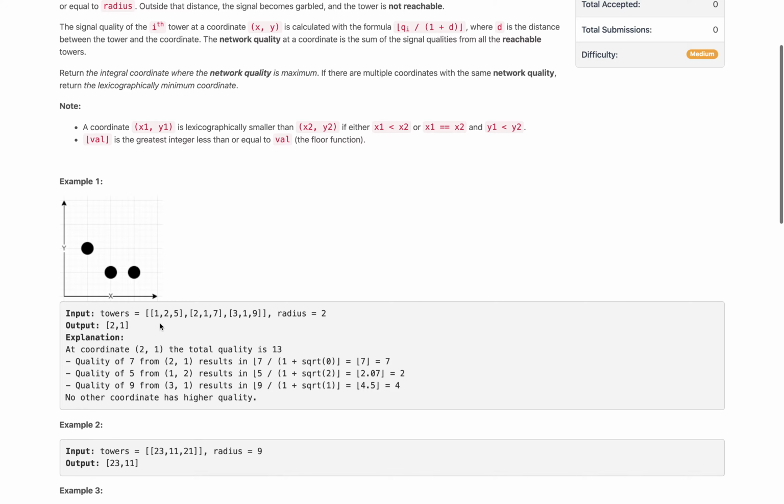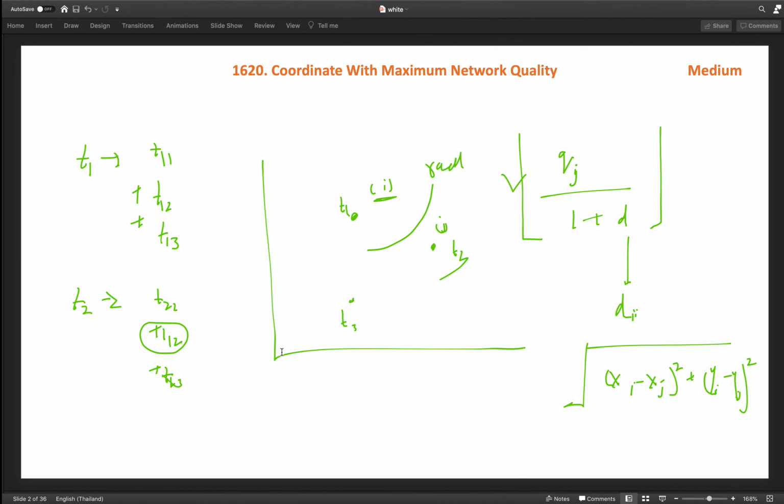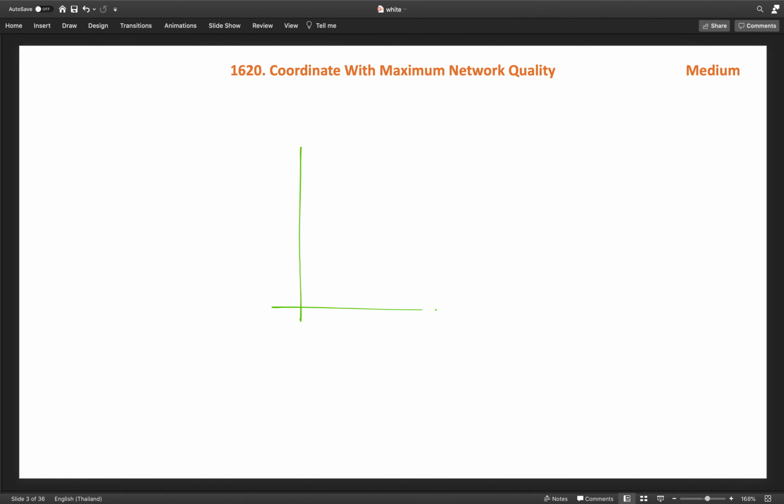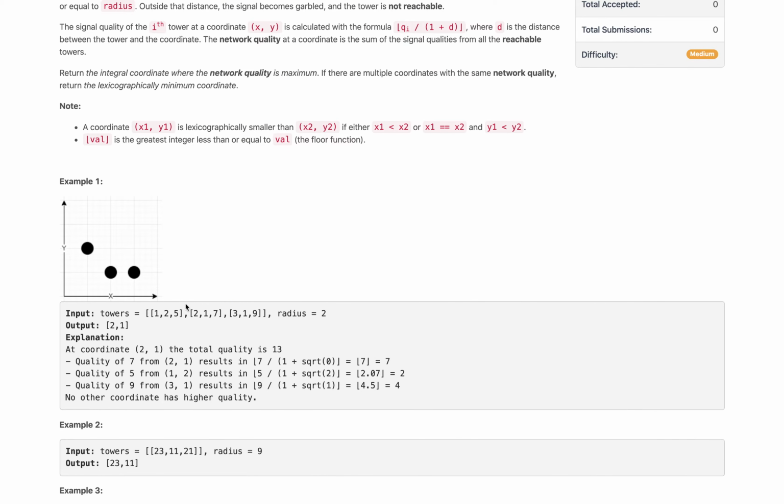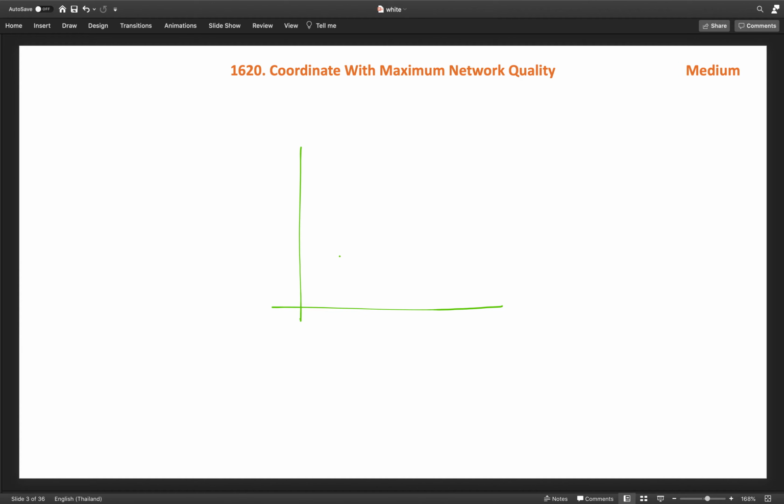So let's take the example over here. We have three towers here. One is at coordinate 1 2 5. So let me take 1 2 5, 2 1 7 and 3 1 9. So let's take the three coordinates. The first tower is on 1 comma 2, which will be somewhere here. This is our first tower, and the second is on 2 comma 1, which will be over here. And the third one, we have the tower on 3 comma 1 coordinate. So x is 3, this will be here. So this is our third tower, and the quality we will take later.